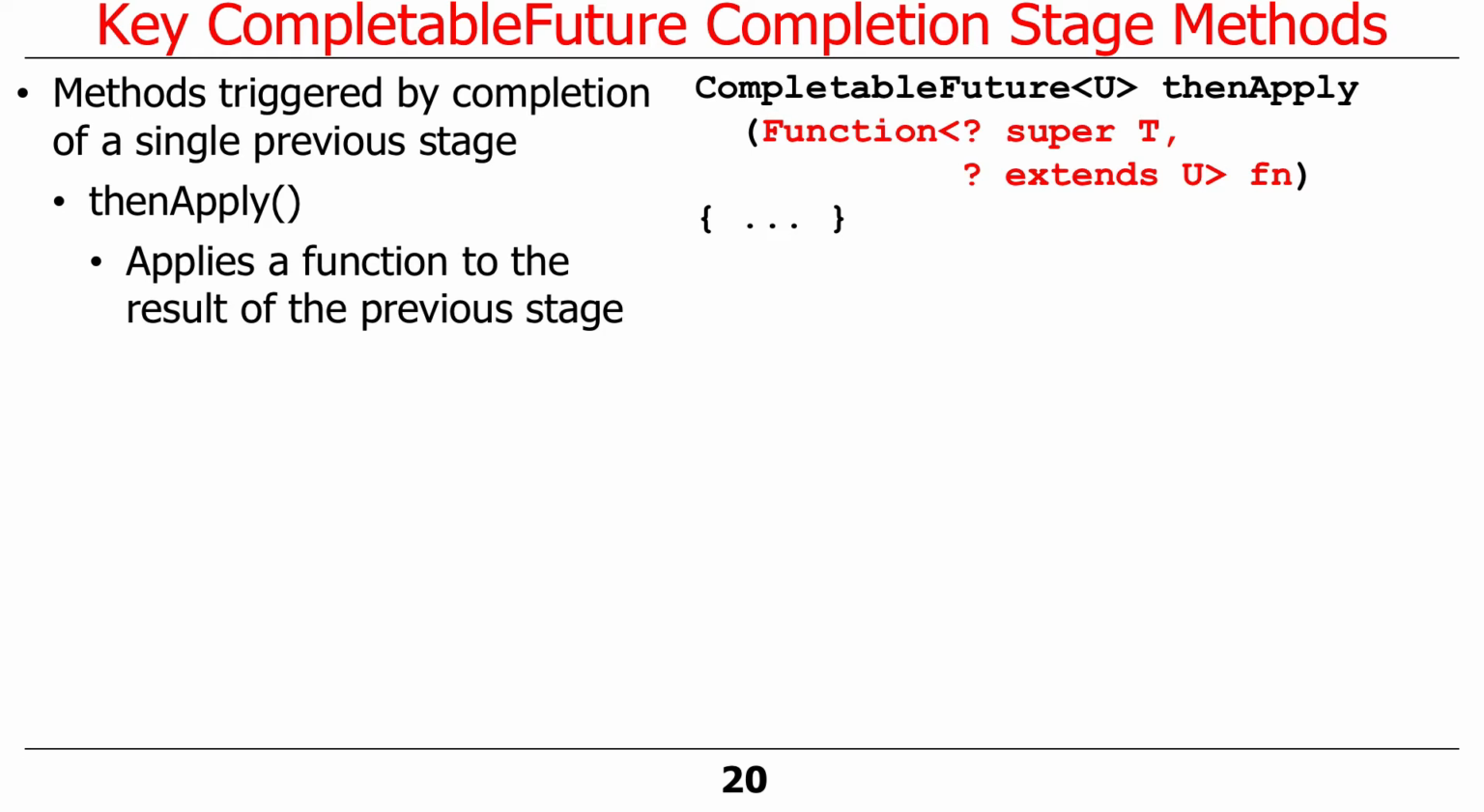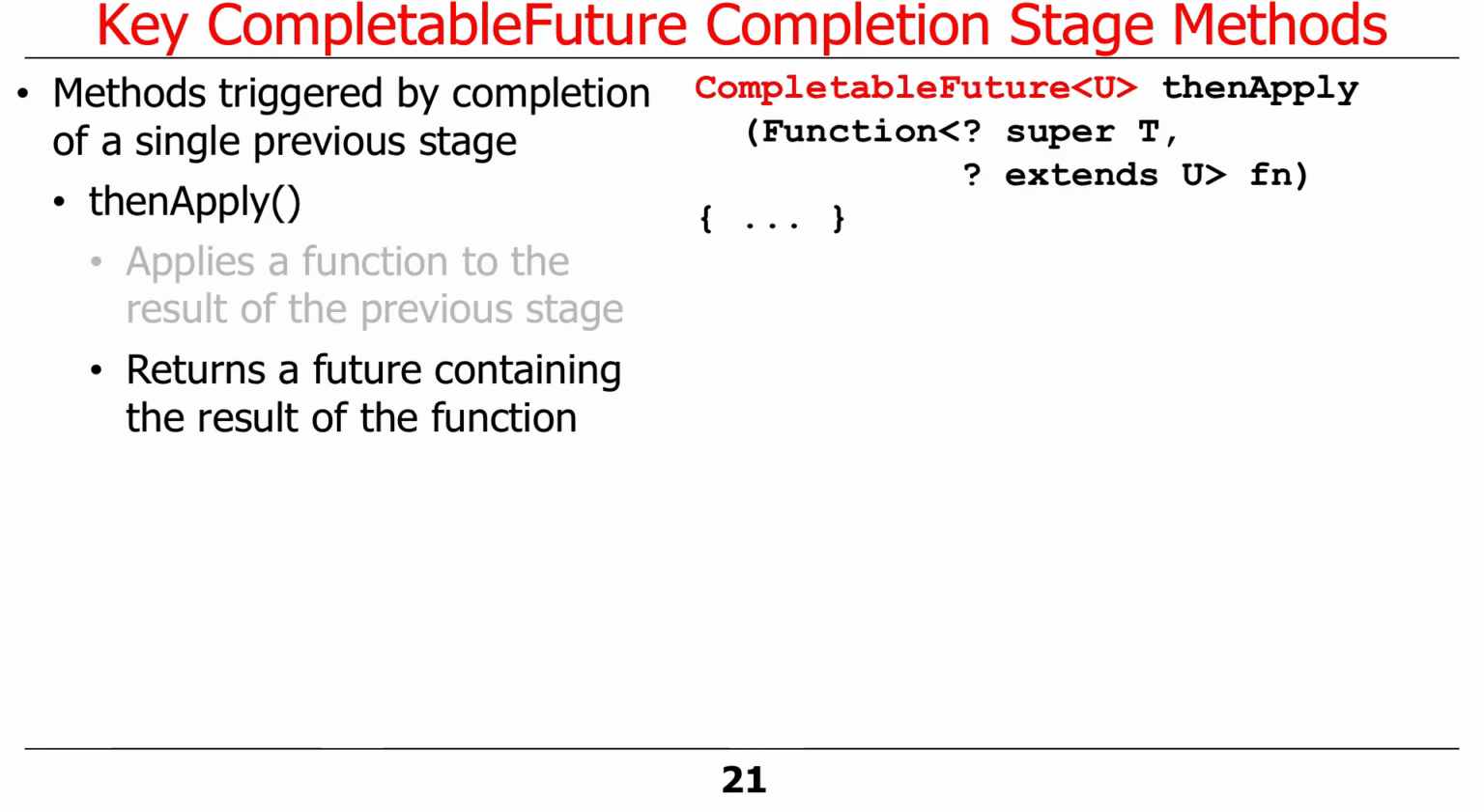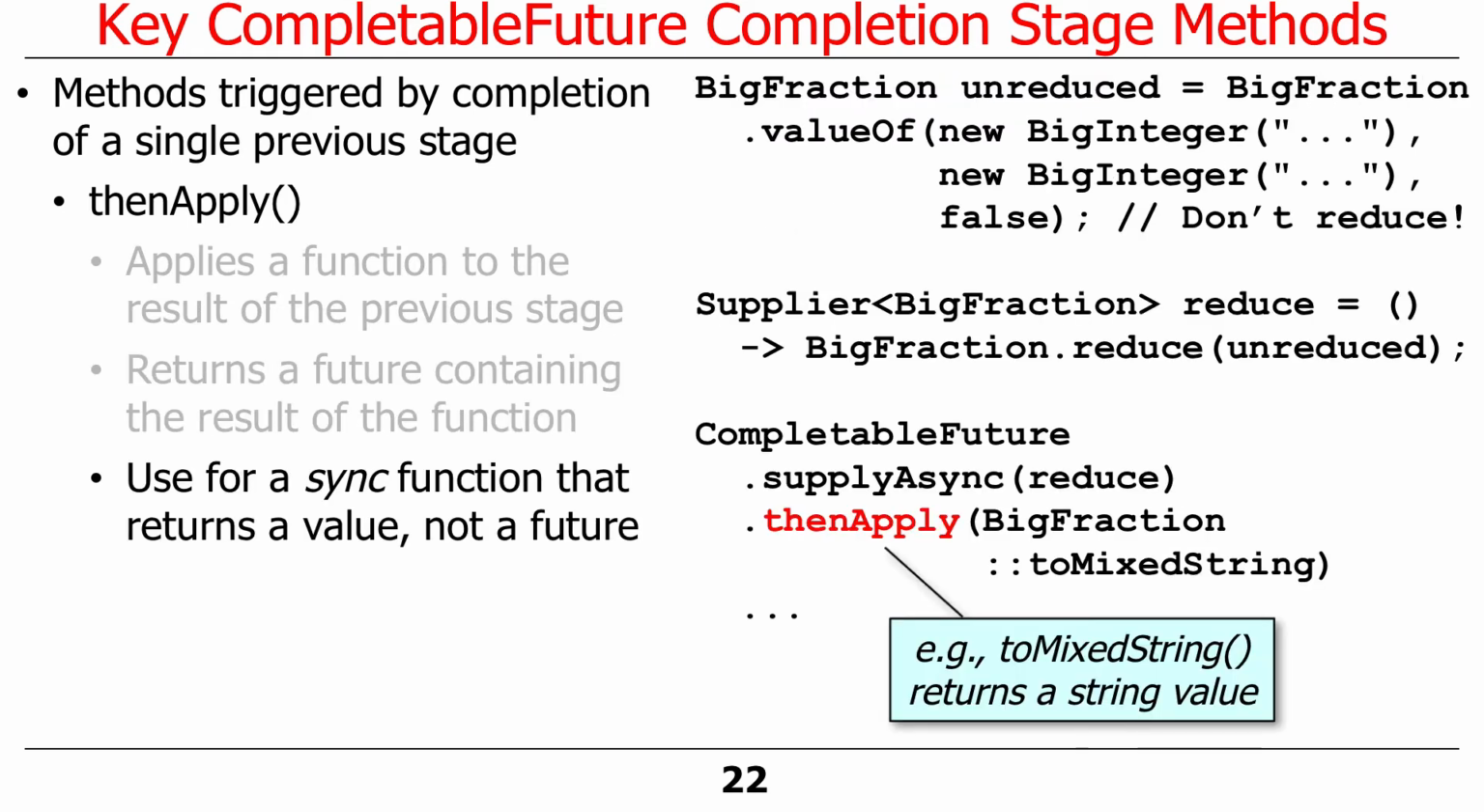It applies the function action to the result of the previous stage. And it returns a completable future that contains the results of applying the function. So it's going to return a completable future to whatever the function's return value is. You can see here that the function returns a u, and that's what comes back from this. So the function will return a u, and you'll get back a completable future to u as a result of thenApply.